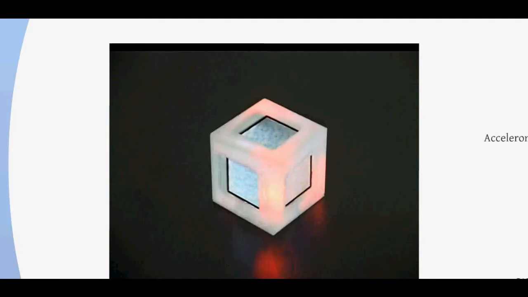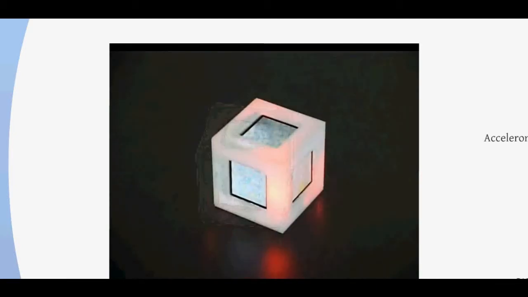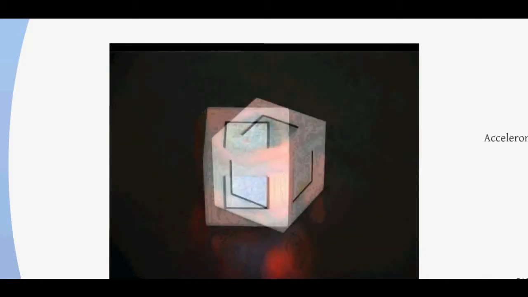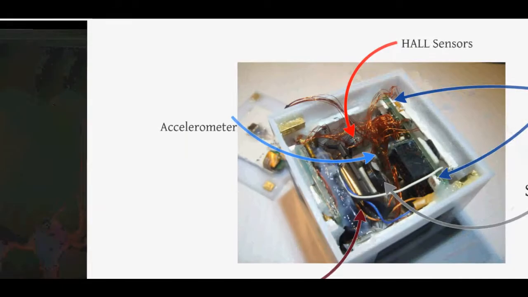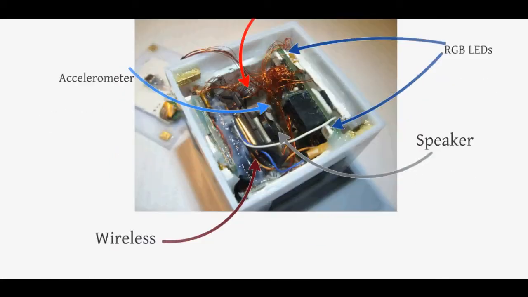Coming back to the IQubes, you can see that there are cubes with LCDs on every screen, and they have different sensors, such as an accelerometer, wireless to connect to the internet, a speaker to play sound, some RGB LEDs, and Hall sensors which give them the ability to sense each other. Let's see a short demo with the IQubes.